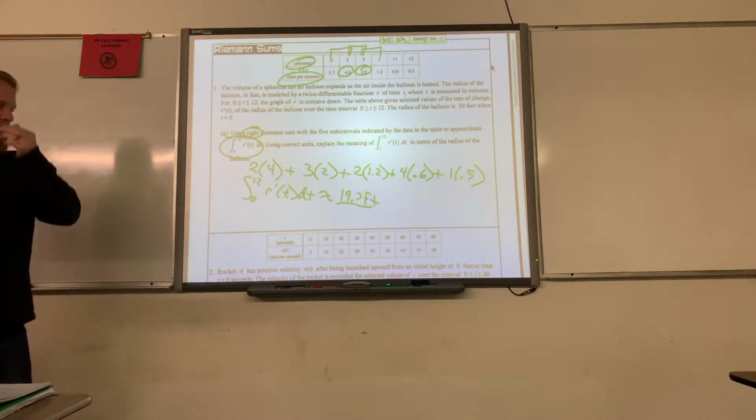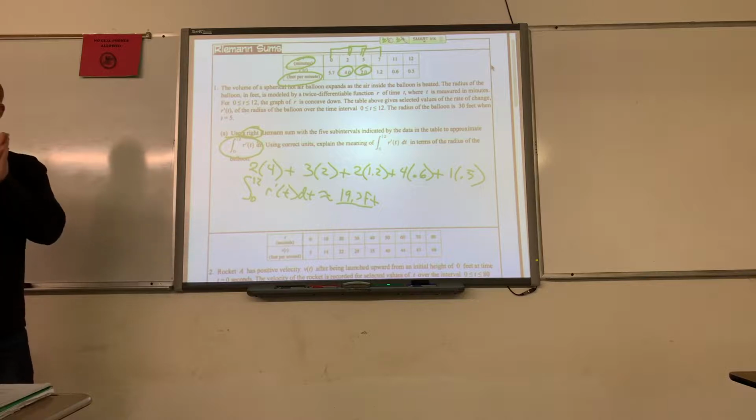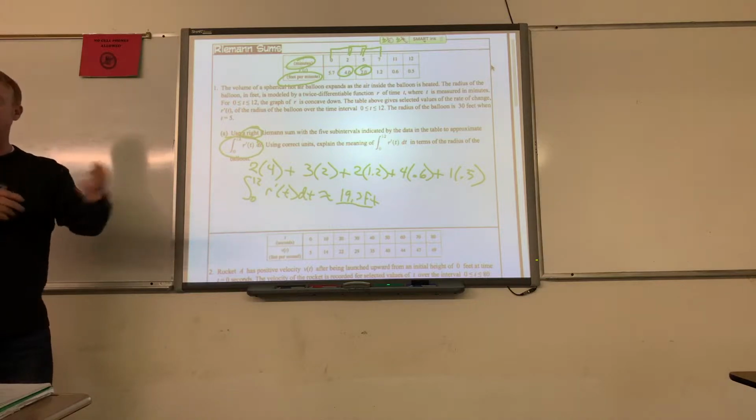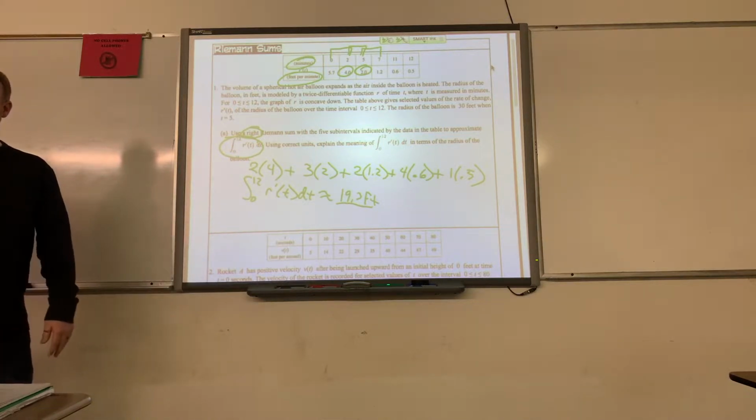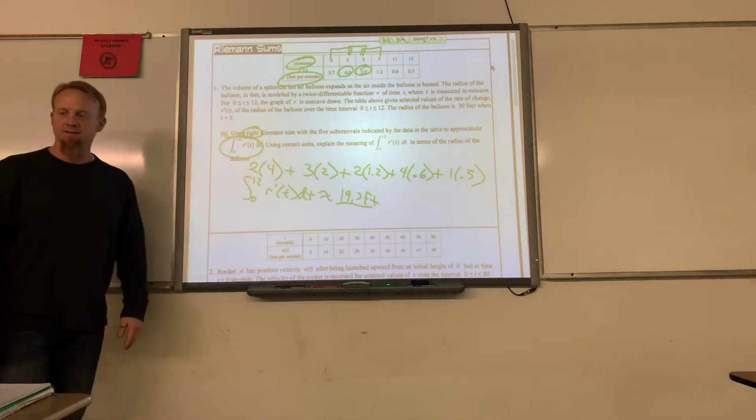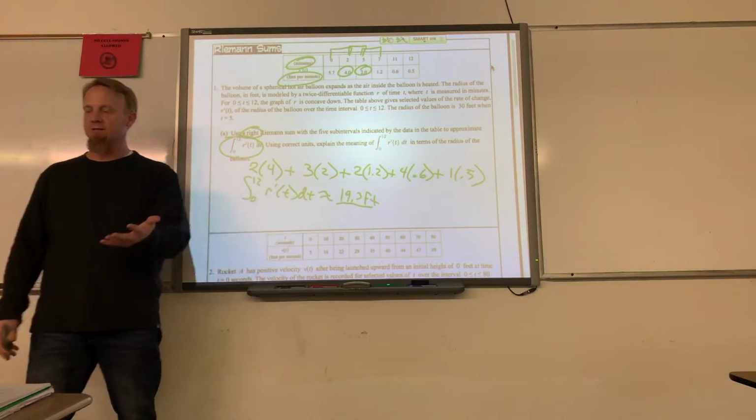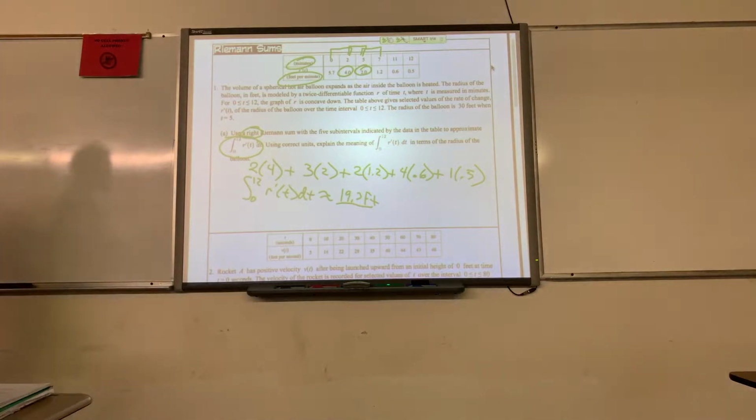Good. You got it, but I want to be more specific. What type of change was it? Positive? Did it go up? Did it go down? Did it increase? Decrease? It increased. How do I know it increased? Because this is positive. So what was it that increased? Anybody? Radius. So it's the increase of the radius in feet from 0 to 12 seconds.